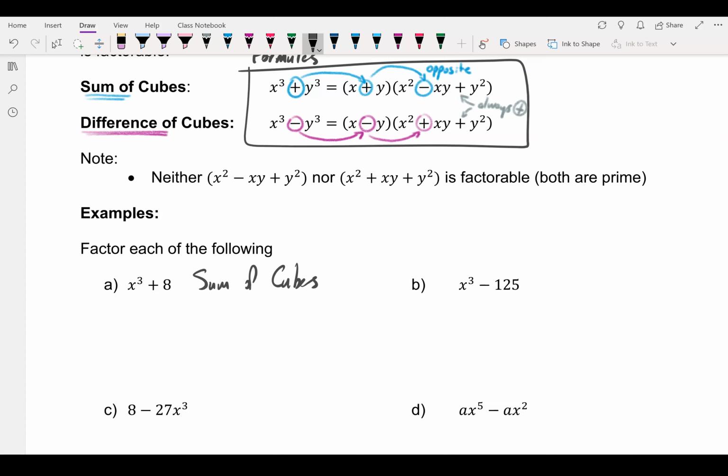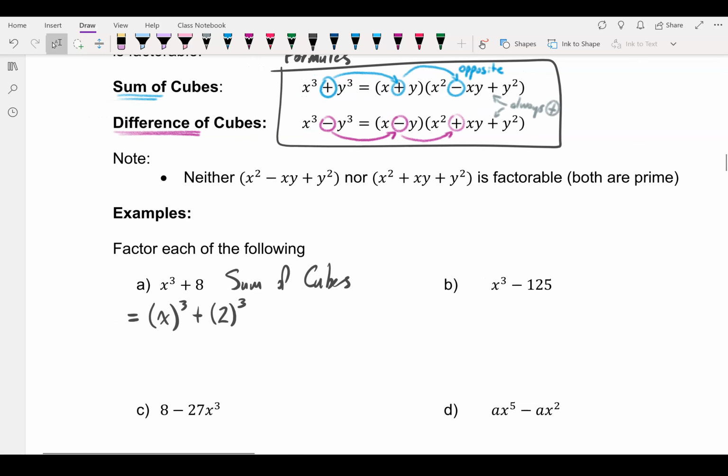We have x cubed and we have 8, which is actually the cube of something. Maybe you know it already. This is x to the power of 3 plus what cubed gives 8? The answer to that is 2. You can put that in your calculator if you want to: what is the cube root of 8? And you would get 2. That's where that comes from.